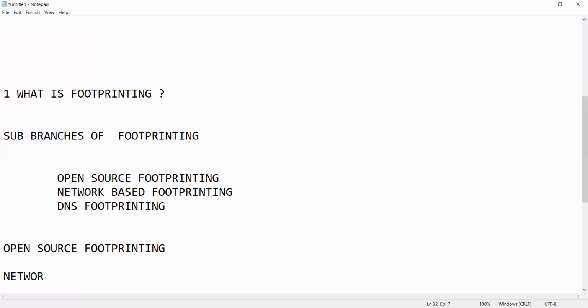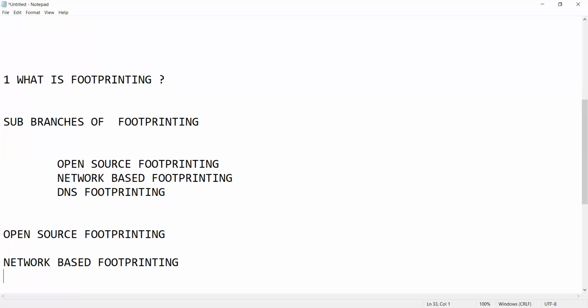Next comes network-based footprinting. Using this category of footprinting activities, one can retrieve information such as username information within a group, data that can be shared among individuals, and network services, etc. This is network-based information.